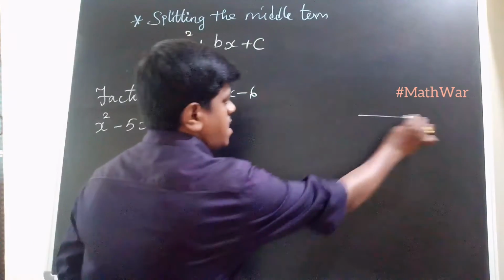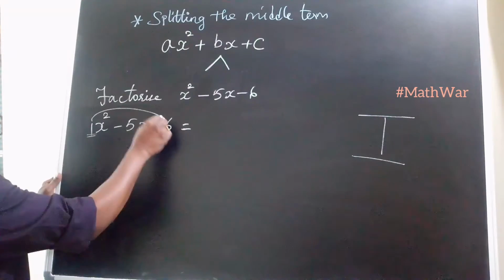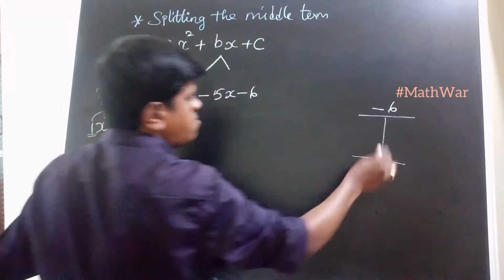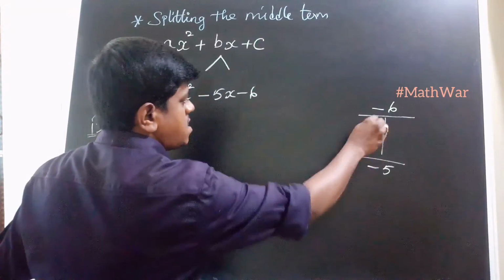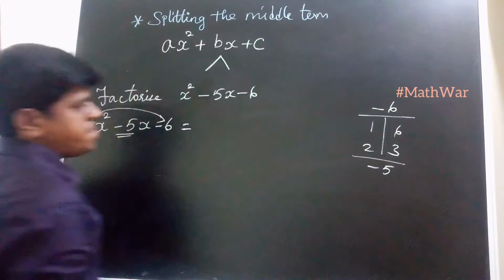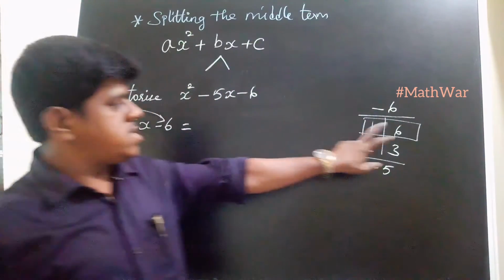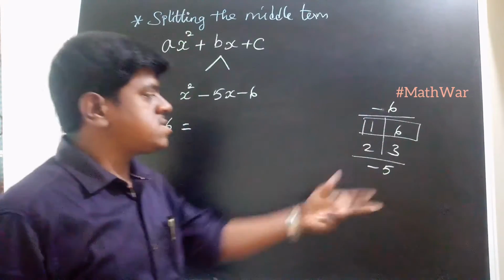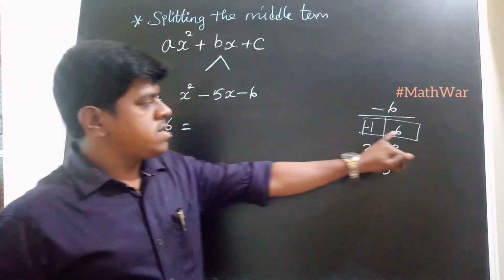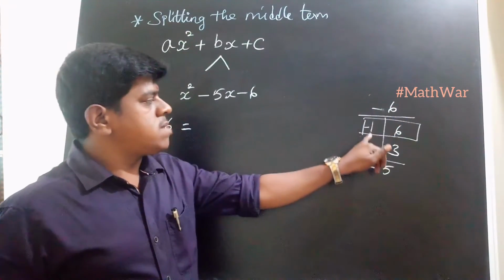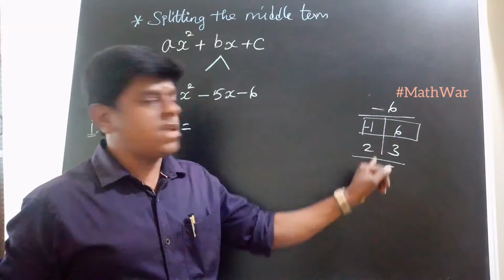Same thing. Again I. On the top of the I, the coefficient of x square, it's 1 into minus 6, it is minus 6. And the bottom of the I, the coefficient of x term will come, that is minus 5. The factors are 1 and 6, and 2 and 3 will come. Again, first you can take 1 and 6. If you take 1 into 6, minus 6 will not come, it is plus 6. So we should keep minus here. If you take minus 1 into 6, that is minus 6, correct. But minus 1 plus 6 will be plus 5. So we cannot take it like this.